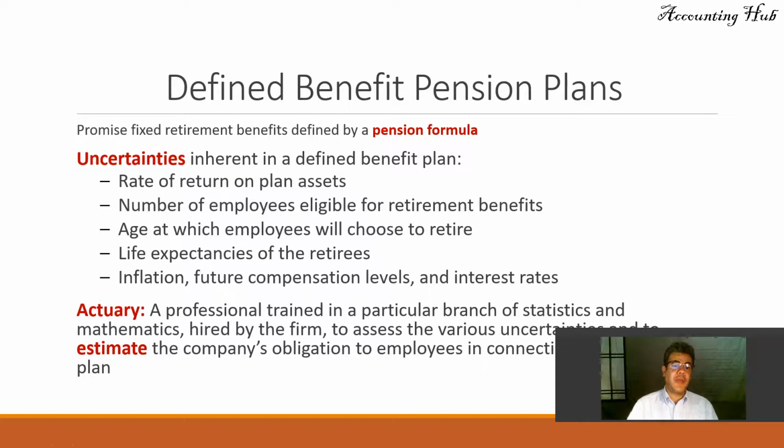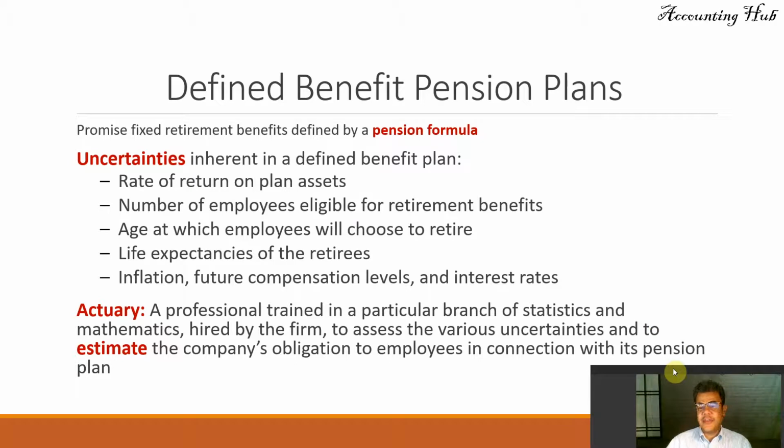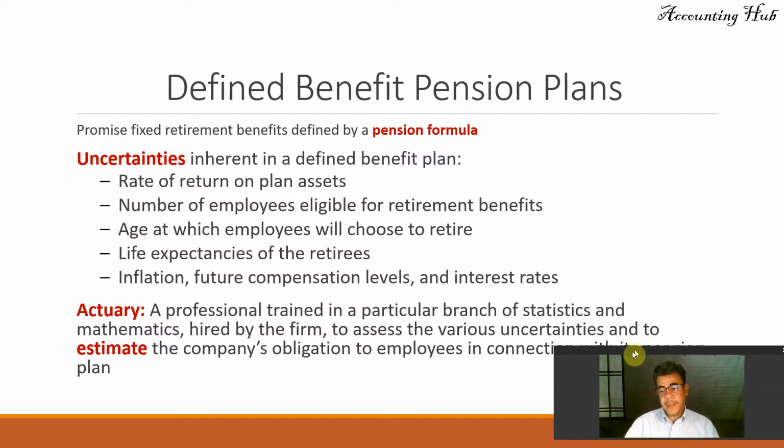So, what are defined benefit pension plans? They promise fixed retirement benefits determined by a pension formula. And here we have a lot of uncertainties: rate of return on plan assets, number of employees, etc. We need the actuary, a professional trained in a particular branch of statistics and math, hired by the firm to assess the various uncertainties and to estimate the company's obligation to employees in connection with its pension plan.